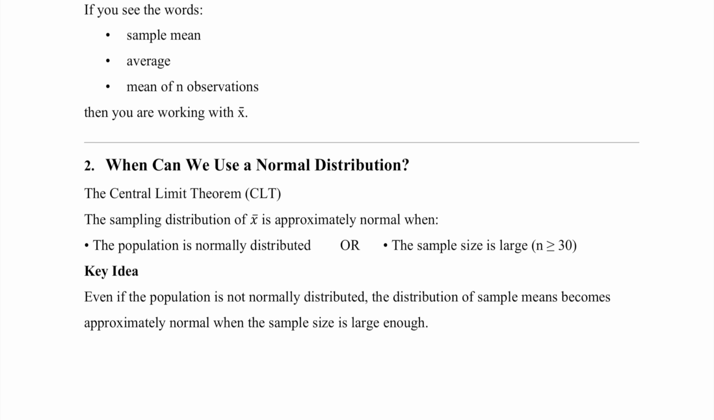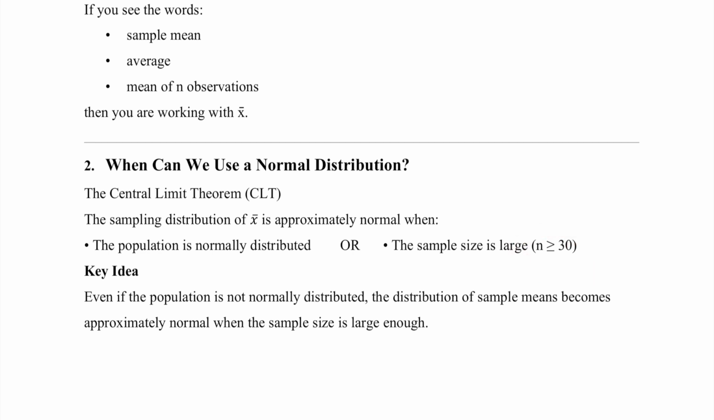Now, let's introduce the Central Limit Theorem. The Central Limit Theorem tells us when the sampling distribution of the sample mean is approximately normal. There are two situations where we can use it. First, the population is normally distributed. Then the sampling distribution of the sample mean is also normal. Second, even if the population is not normally distributed, the sampling distribution will still be approximately normal when the sample size is large enough. In this course, we'll use the guideline that n is greater than or equal to 30.